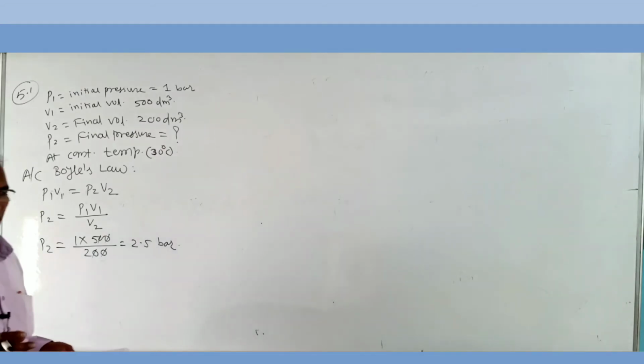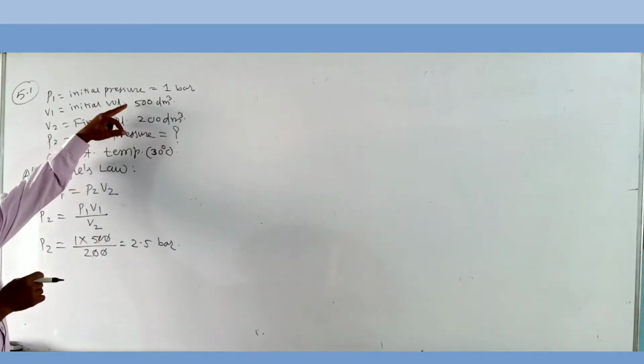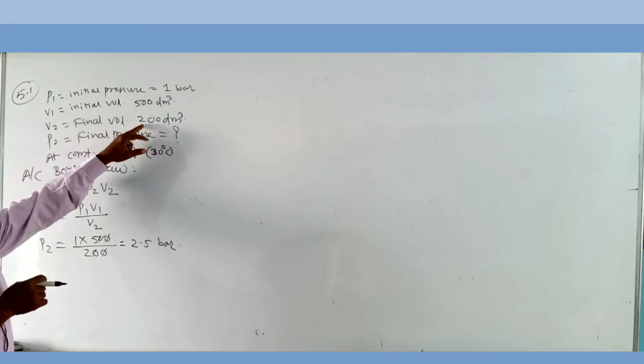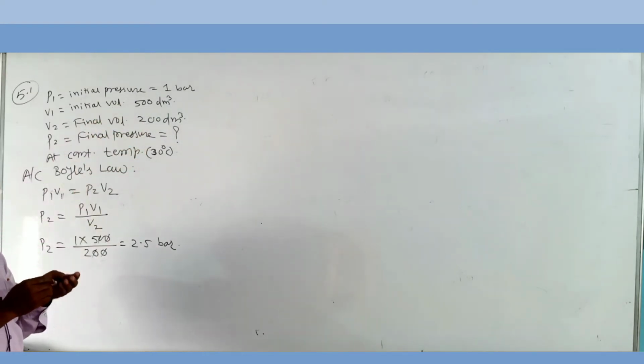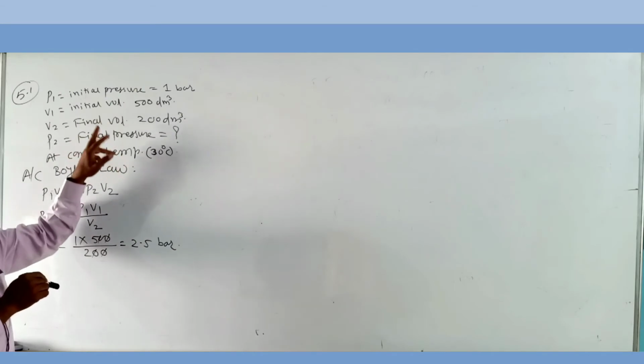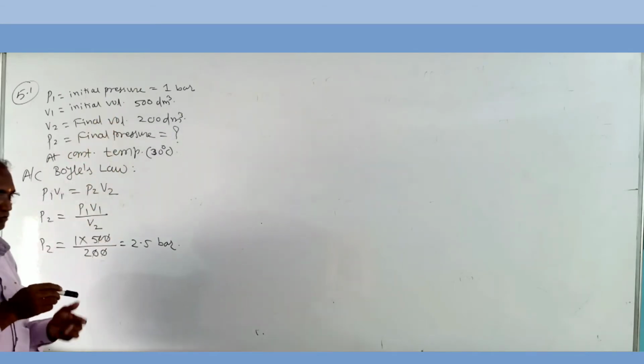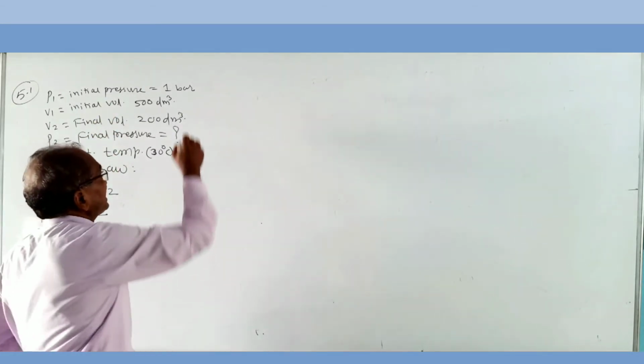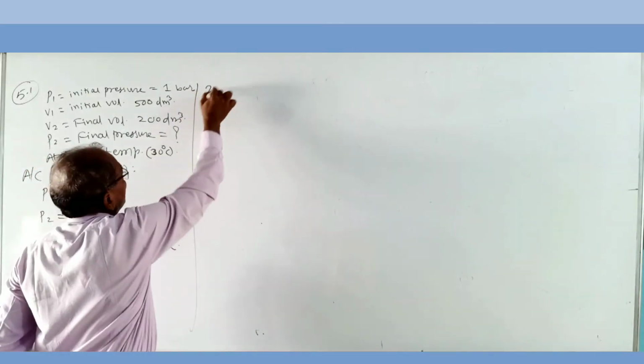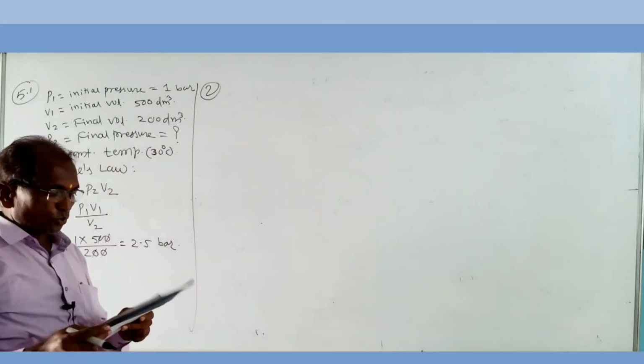Boyle's law, pressure and volume are inversely proportional to each other. Here volume decreases from 500 to 200. Therefore pressure must be increased. P1 is 1 bar, therefore P2 is 2.5 bar. Pressure is increased. Then numerical number 2.